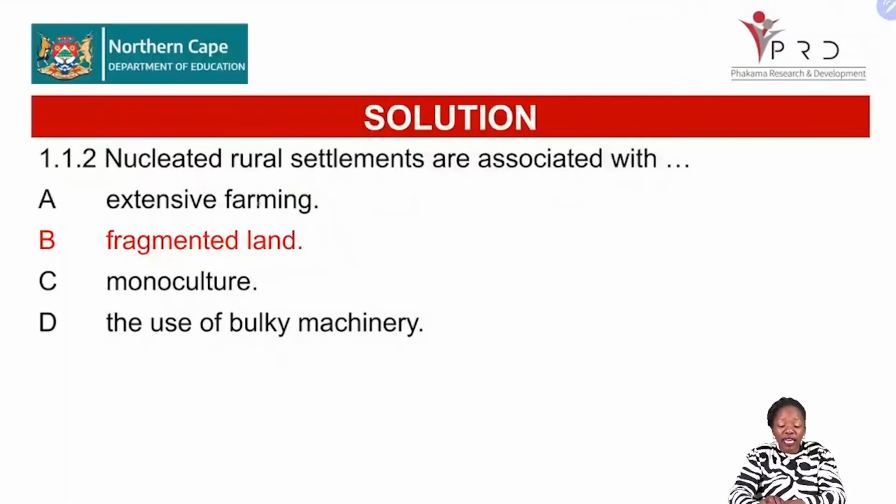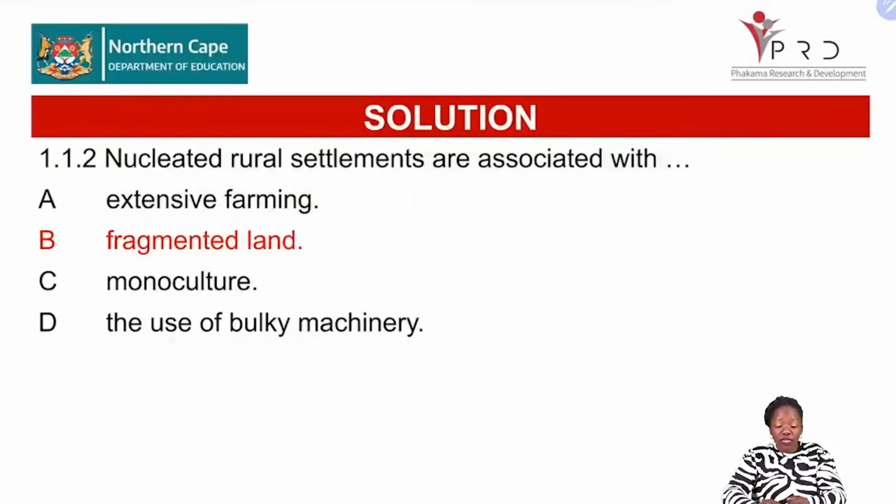Then we're looking at the extensive farming. So this is the type of farming. Remember, the question says the nucleated rural settlement. The nucleated is the pattern. So we're looking at what it is associated with. So it can never be associated with extensive farming, because extensive farming, remember, you get it mostly when there is commercial farming. Then your monoculture, again, we're talking about the type of farming that focuses on one crop at a time. So again, these are the most incorrect answers.